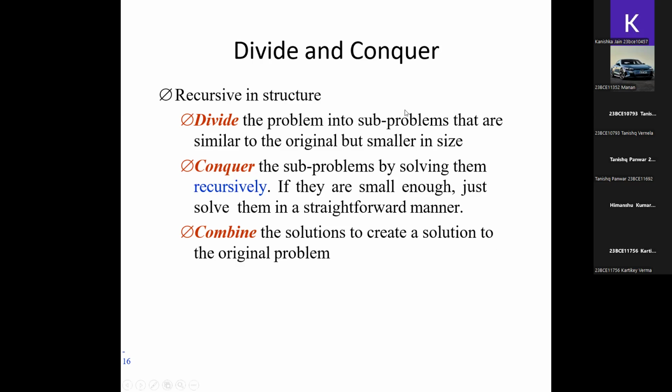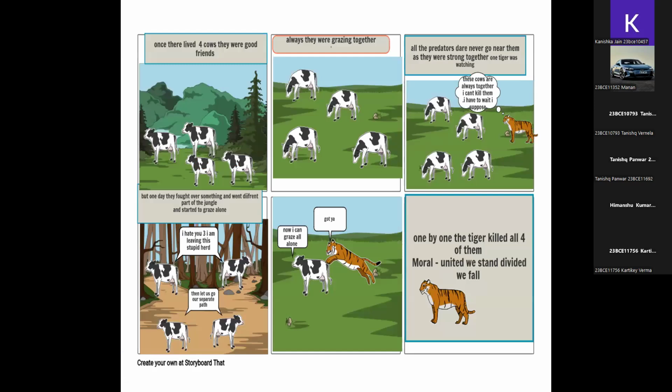Any doubt in what is the divide and conquer approach? I think, can anybody explain what is this picture?